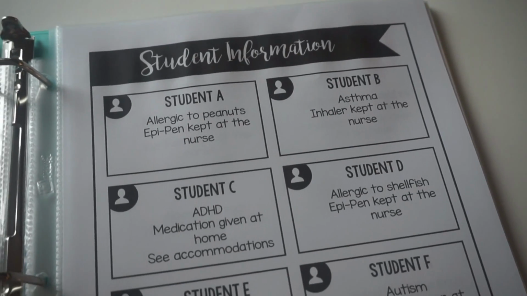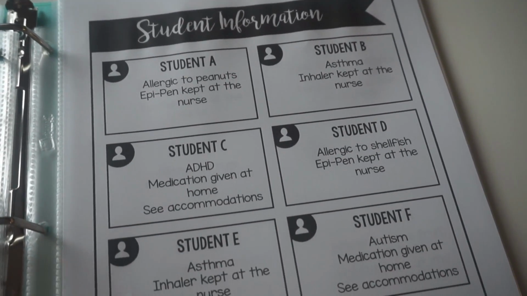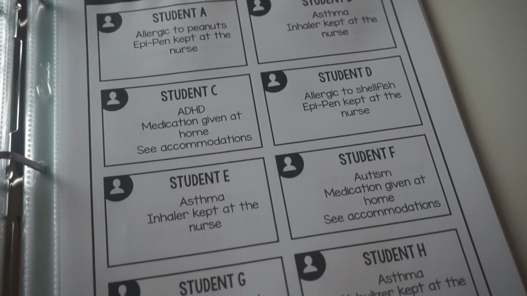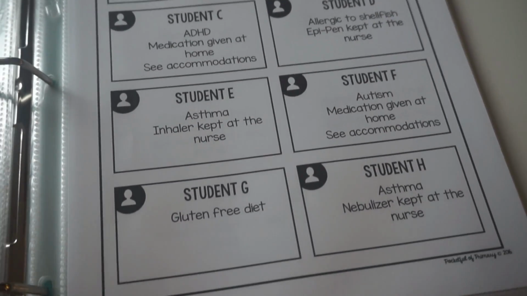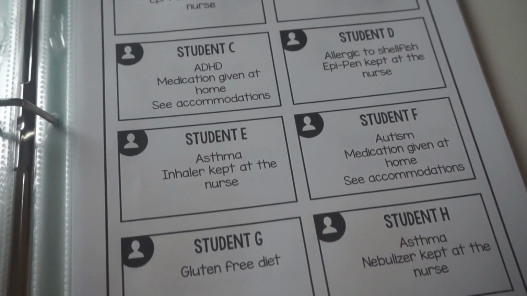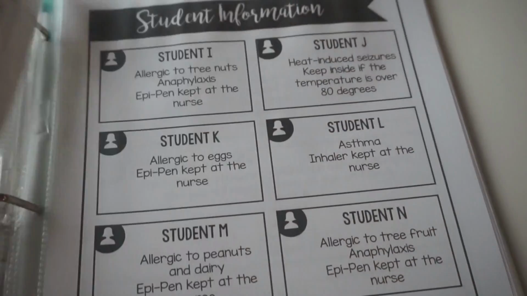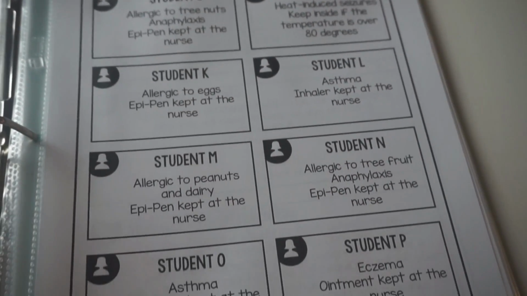The next 2 pages are where I put all my student information. So this is where I include any allergies, any medications, or anything else that the substitute might need to know. I personally organize mine by boys, and then I have a different page for all of my ladies.